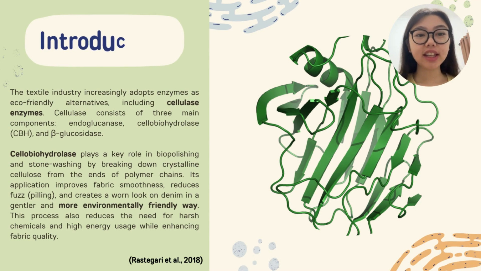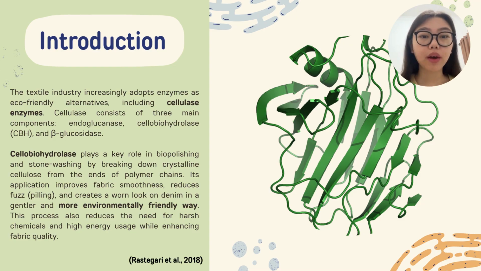The textile industry increasingly adopts enzymes as eco-friendly alternatives, including cellulase enzymes. Cellulase consists of three main components: endoglucanase, cellobiohydrolase, and beta-glucosidase. Cellobiohydrolase plays a key role in biopolishing and stonewashing by breaking down crystalline cellulose from the ends of polymer chains. Its application improves fabric smoothness, reduces fuzz, and creates a worn look on denim in a gentler and more environmentally friendly way. This process also reduces the need for harsh chemicals and high energy usage while enhancing fabric quality.